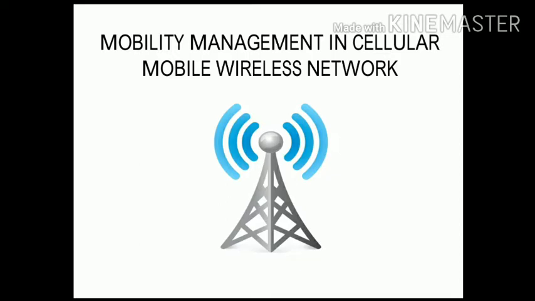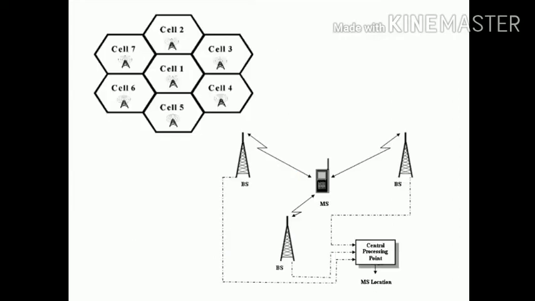Today I am going to share basic knowledge about mobility management in cellular mobile wireless network. So we know a geographical coverage area is divided in sub-areas, each known as cell. In the screen, we can see 7 cells in hexagonal shape. Each cell is marked by 1, 2, 3 and so on. It is a cell cluster, that means group of cells.